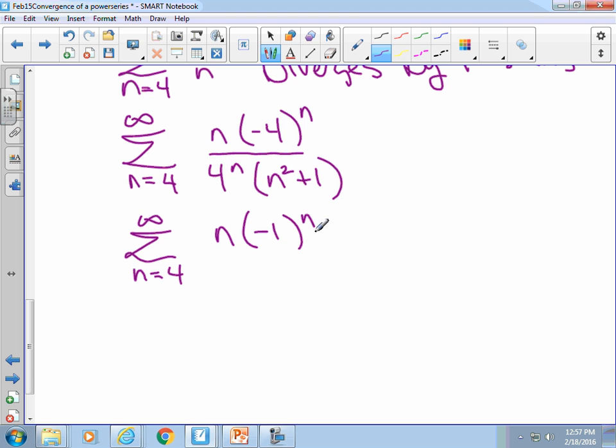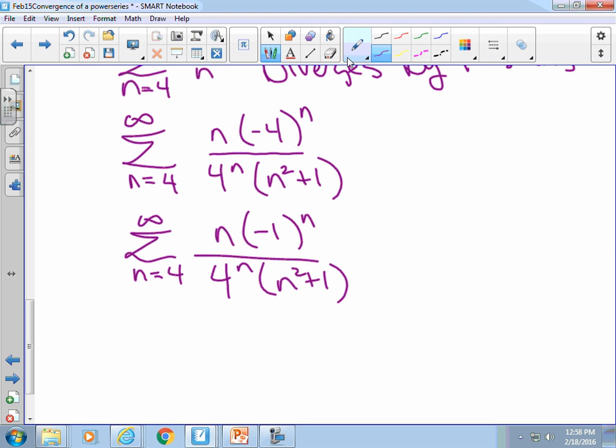What type of series has a -1 to the n? It causes an alternating series. Do you agree? So this series alternates. Is each term positive other than the -1 there? So it does alternate. Do the terms decrease in value?